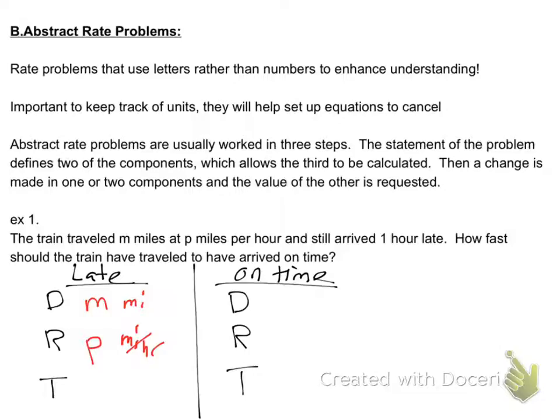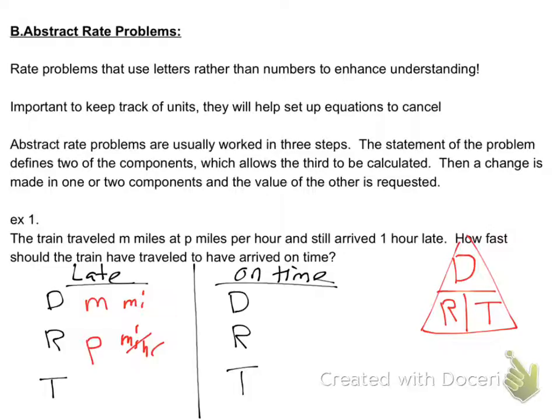How do we figure out time if we know a distance and a rate? Some of you guys may have seen this before. Distance equals rate times time. Sometimes they put it in a triangle. Why? Because we can cover up some information. We don't know the time.